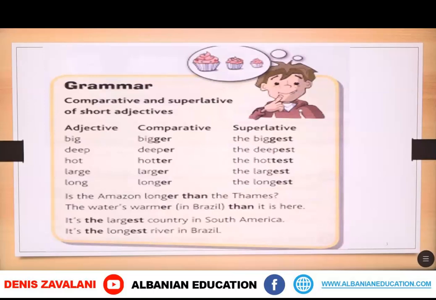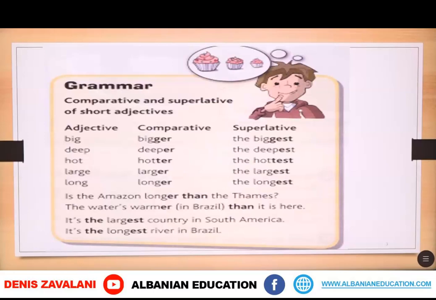So, big. When we put it in comparative form, we add ER and we double the G, because all the short adjectives, of course, that have one vowel between two consonants, we usually double the last consonant before we add ER or EST. So we have big, bigger, the biggest. So in comparative, we add ER, and in superlative, we add EST to the short adjectives.